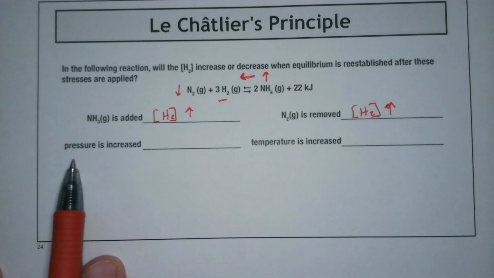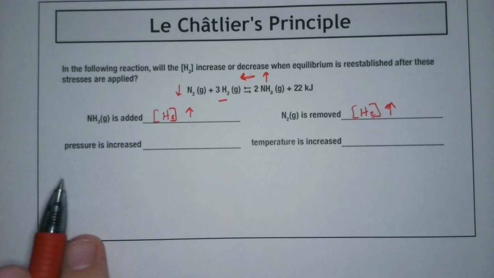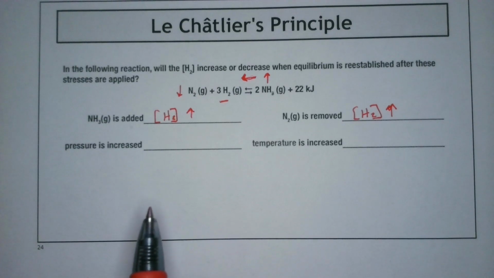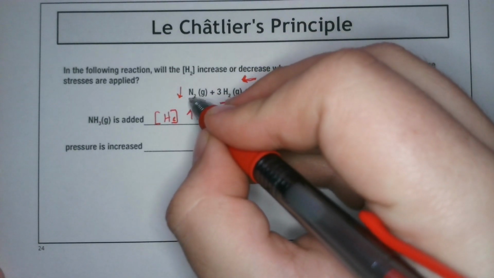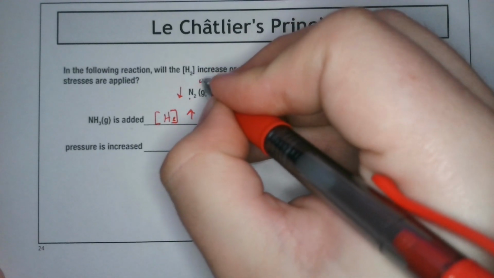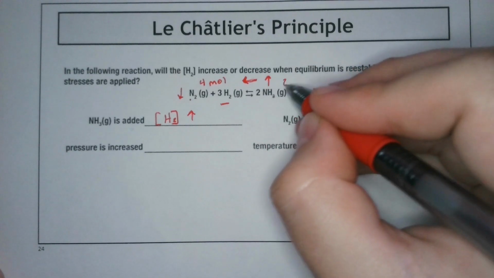If pressure is increased, the reaction is going to try to mitigate that as well. To look at pressure or volume, because they're just inverses, you see how many moles of gas you have on either side. So I have 1 nitrogen and 3 hydrogens. So I have a total of 4 moles of gas over here. And I only have 2 moles of gas over here.